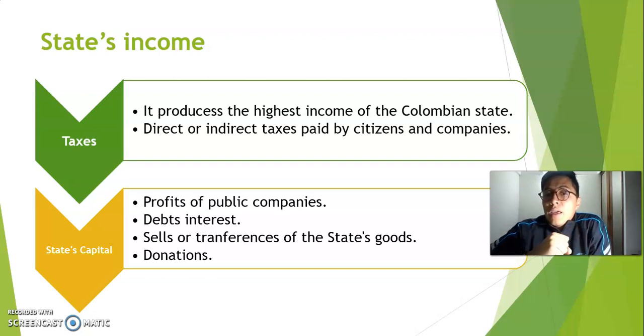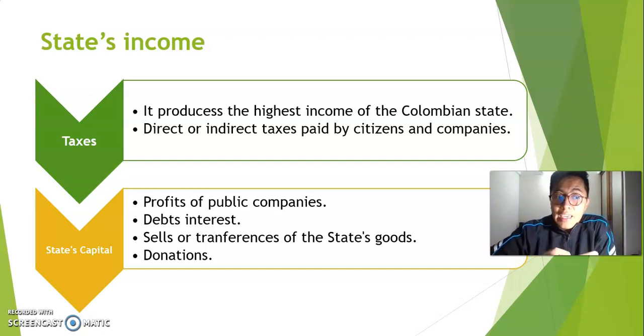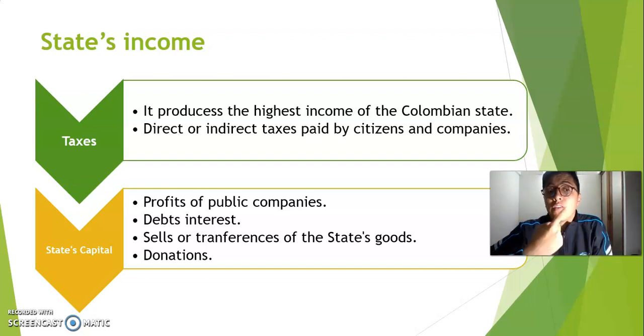The second thing also is the state's capital. That means the capital that the state has, the amount of money that the state has, and how the state gets some money and how the state increases that money. That's in four different ways. The first one says profits of public companies. So the state also has public companies that make some profits, but some profits are not enough to resolve all the problems that we have on the economy of the country.